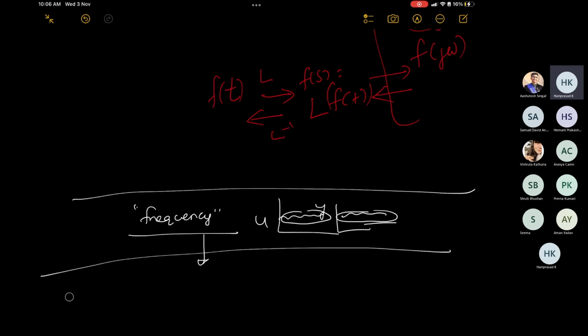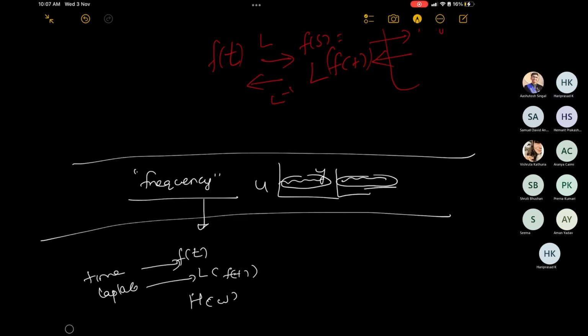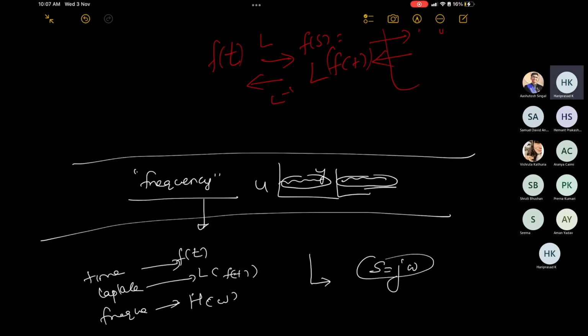The key aspect is that you have the time domain, f of t; the Laplace domain, L of f of t; and the third, H of omega, the frequency domain. To obtain the frequency domain expression, you just need to put s equal to j omega in the Laplace transfer function that we all know.